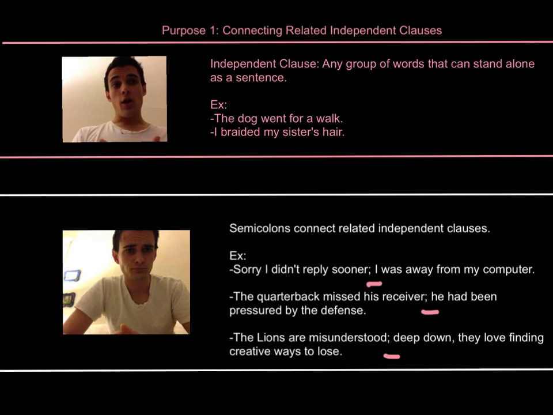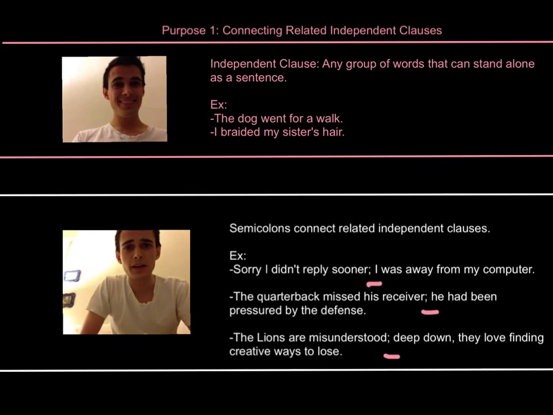So, the dog went for a walk. That's an independent clause. I braided my sister's hair. That's an independent clause. Every sentence that I'm saying right now is an independent clause. So independent clauses, I think, are fairly easy. But semicolons connect those independent clauses when they are related. Now that we know what an independent clause is, two independent clauses are what you need to use a semicolon, so let's take a look at a couple examples.